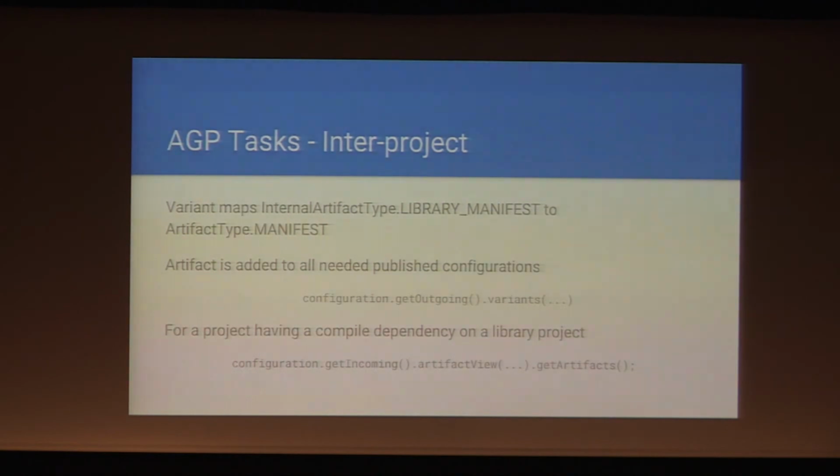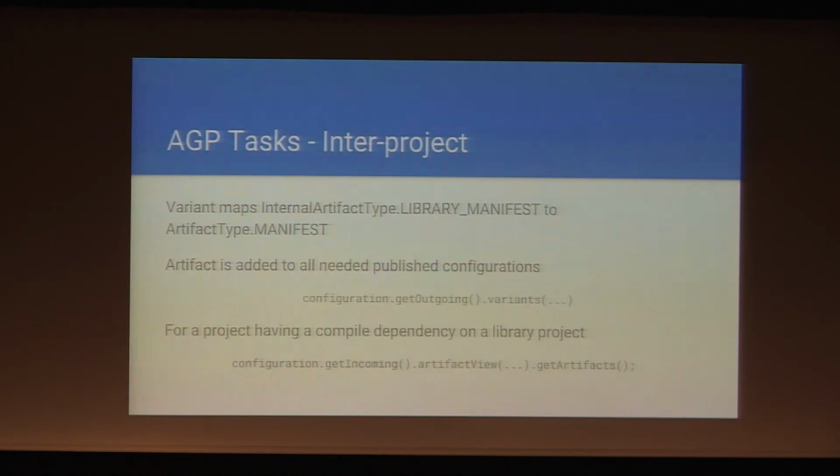So, how do we know to which configuration the artifact needs to be added, and how do we associate data with the artifact? Once the variant receives the call to register the task that produces certain artifacts with a certain artifact type, it knows how to map this internal type to an external one, if such a mapping exists. So for the internal artifact type LIBRARY_MANIFEST, the variant knows that it should map this type to ArtifactType.MANIFEST. And through ArtifactType.MANIFEST, the application is able to query for this artifact type, because ArtifactType.MANIFEST is something that's publishable by the projects that we create.